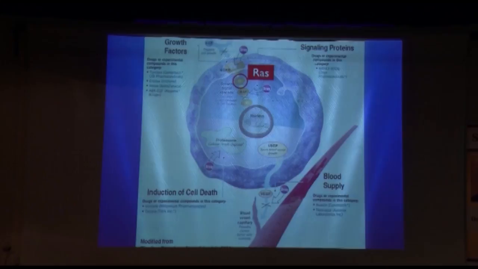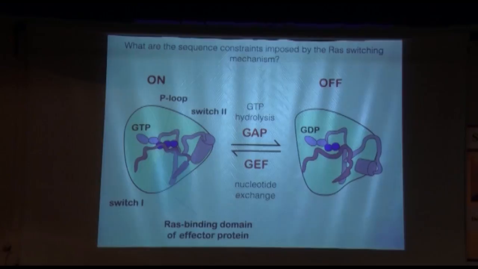I've never referred to RAS as an ignition key, but from now on, it's what it is. It's a self-inactivating ignition key. And there it is. That turns the engine on, signals to the nucleus, and the whole thing starts. So RAS works in the following way. As we heard from people in the audience, there are very well-informed people in this audience. It binds GTP, and it's on when it binds to GTP.